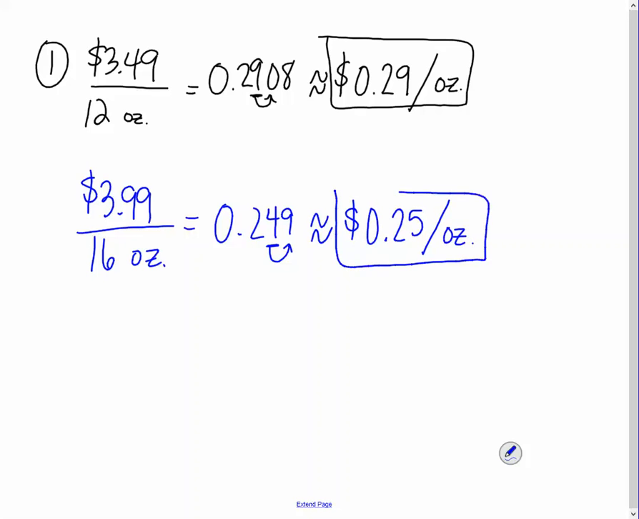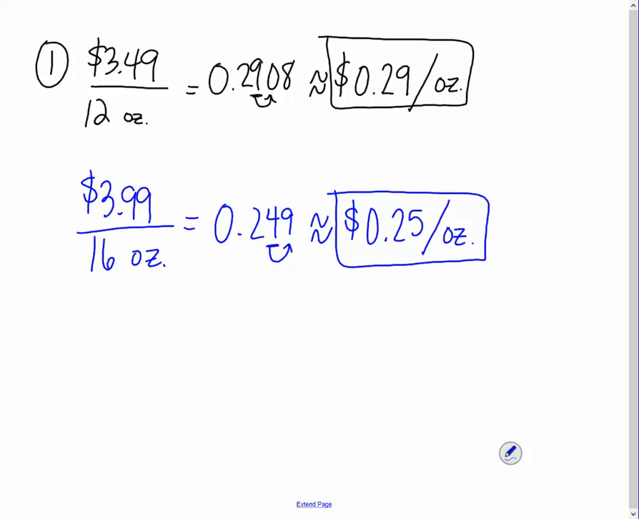So, which box of crackers has the better unit price? The 12-ounce box or the 16-ounce box? 16. The 16-ounce box. By how much? How much are you saving per ounce by buying the 16-ounce box, Dahlia? 4 cents. Very good. 4 cents per ounce cheaper. Okay? This is going to add up quickly when you're grocery shopping. Let's see if we can get another one done before the end of the period.